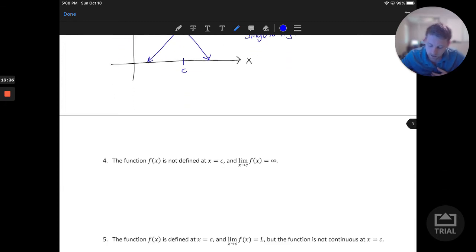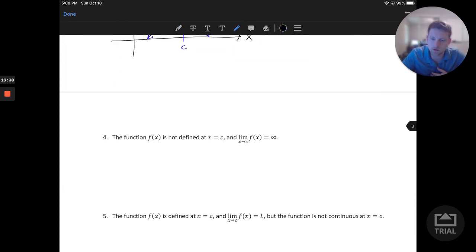Taking a look at the next one, number 4, we'll look at another example for a graph. The function f of x is not defined at x equals c, and the limit as x approaches c of f of x is equal to infinity. So here's another combination we could consider. Again, let's draw a graph to start, x and y axis. Let's start with defining where our value c is. So let's say that x equals c.